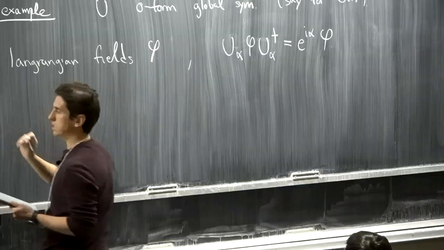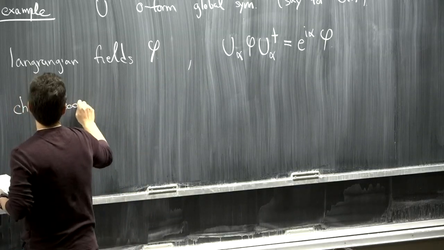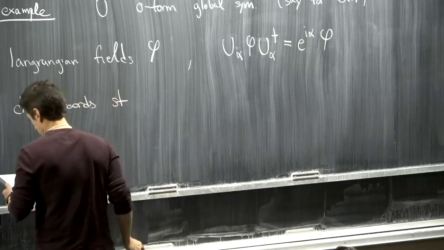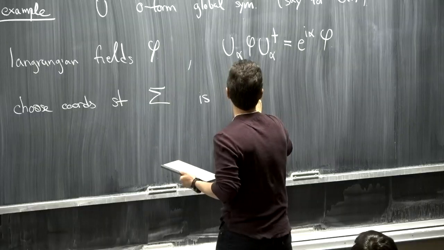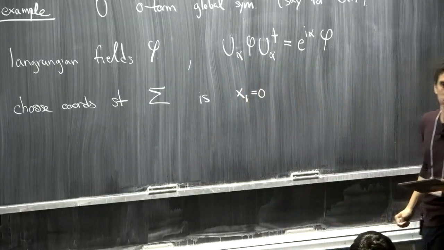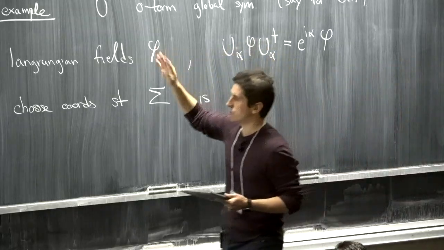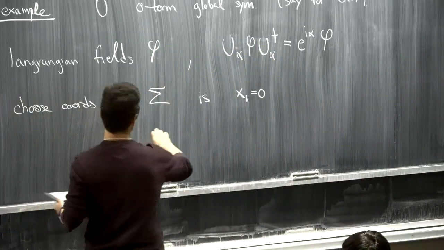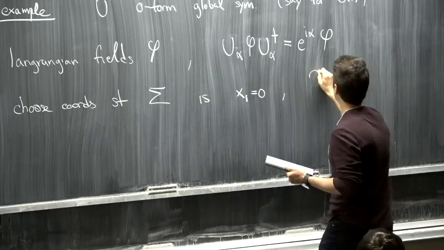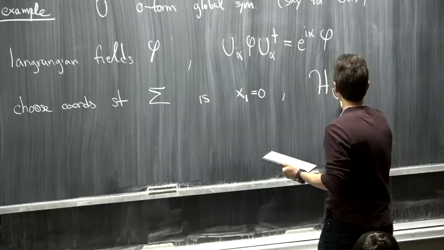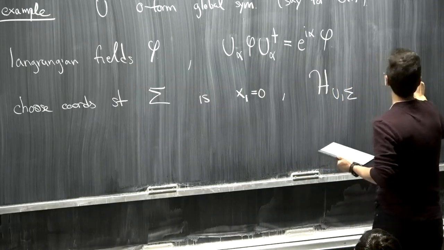So what will this twisted sector look like? We're going to choose coordinates such that sigma is the locus where x1 equals 0. That's my local definition of the coordinate x1. It's a zero-form symmetry, so the operator is codimension 1. So I just need to set one condition on the coordinates. How do I get H_U sigma? I impose singularities on the fields.